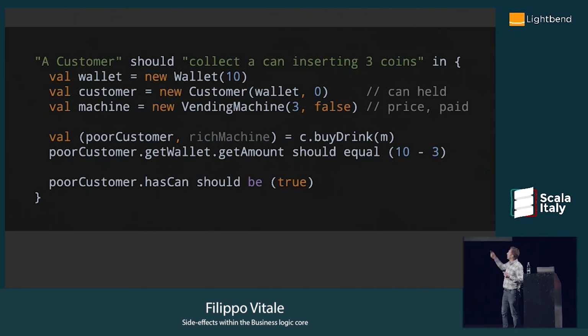We set a wallet, because now we can set the wallet. We set a customer, the vending machine, and then when we buy a drink, we get a poor customer with 3 less coins. And then, we check that if we have the can at the end, and everybody's happy. Test passes.